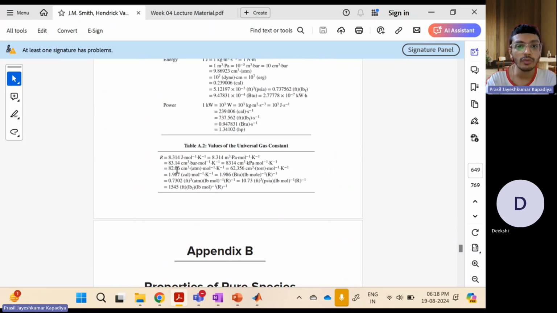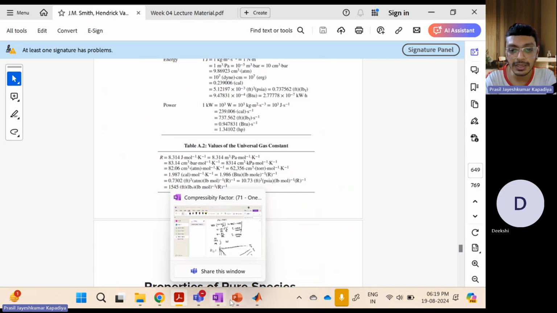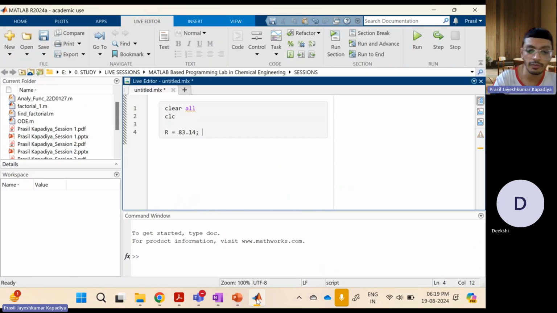I am taking R in units of 83.14. So my pressure should be in bar. My volume that I will be getting is in centimeter cube, and moles, and temperature will always be in Kelvin. So let's take R is equal to 83.14. It's better to write down comments. What is the unit? Centimeter cube bar per mole Kelvin. So this is the unit of R.